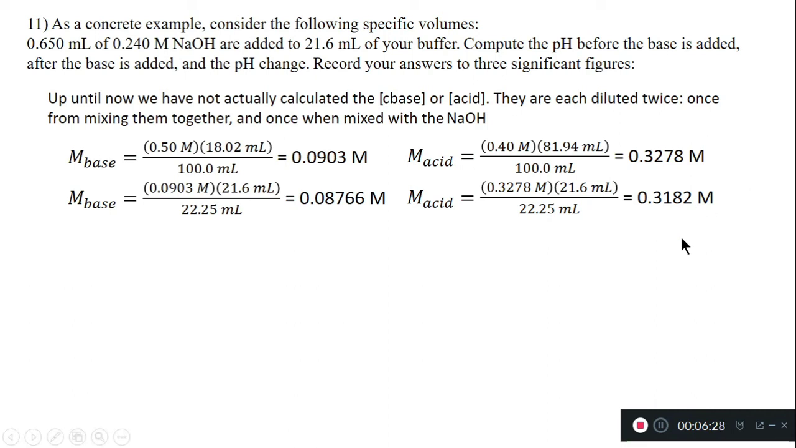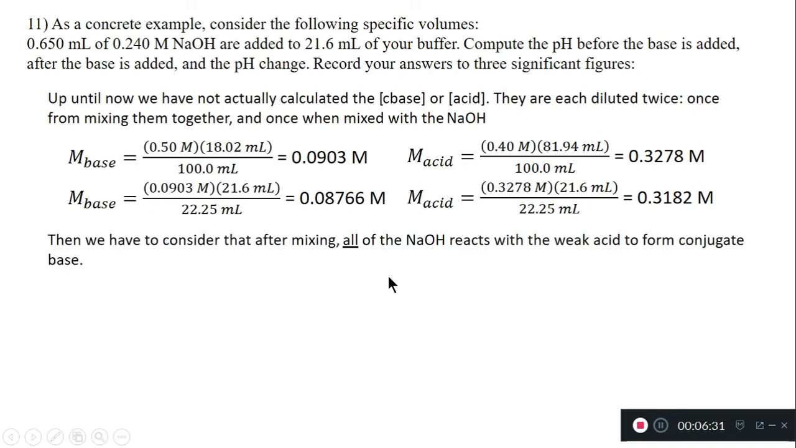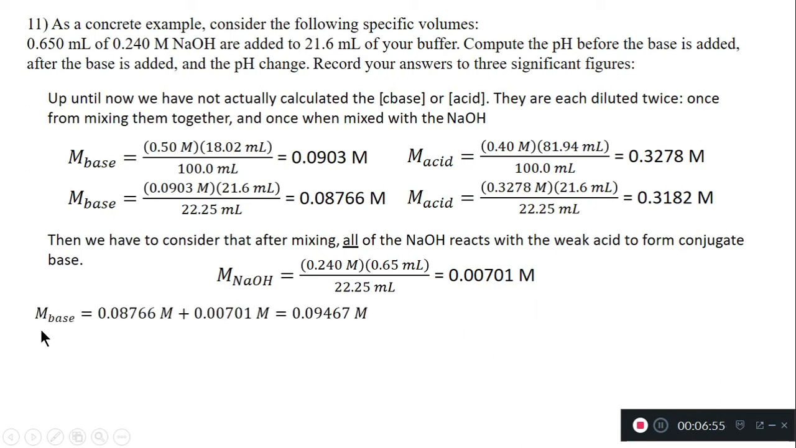Now I need to consider, but what about that reaction? Remember, all of the NaOH reacts with a weak acid to form conjugate base. Let's figure out how much NaOH we actually added. So again, I'm going to consider the diluted volume, 0.24 times 0.65 milliliters, divided by 22.25 milliliters. So effectively, my concentration of NaOH added after mixing was 0.007 molar. So for the base, remember, the sodium hydroxide reacts with the weak acid and makes base. So I'm going to add 0.00701. It reacts with the acid, so I'm going to subtract 0.00701.